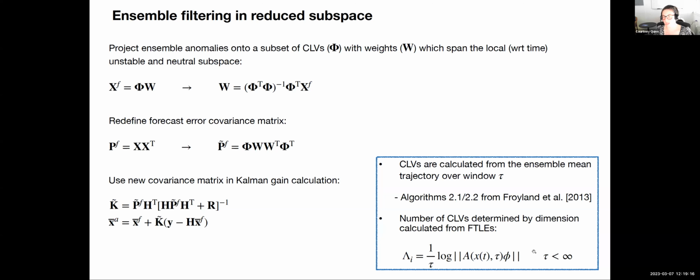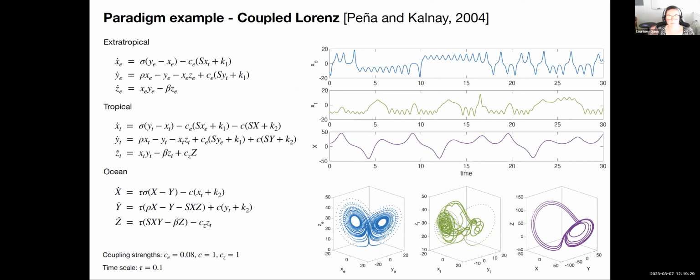We're going to choose some tau, some window, and we're going to calculate our finite time Lyapunov exponents and use them to calculate the dimension. This will come up throughout my talk, so I'll use these ideas later as well. So keep that in your mind, I guess.